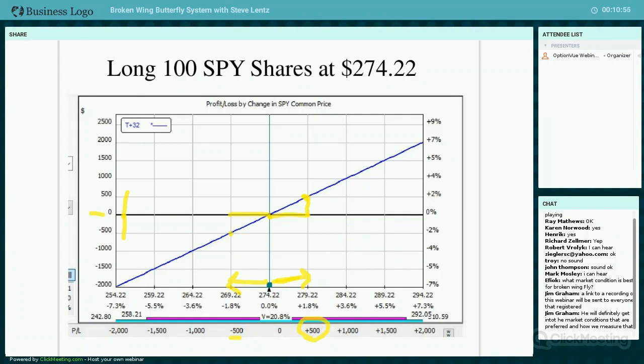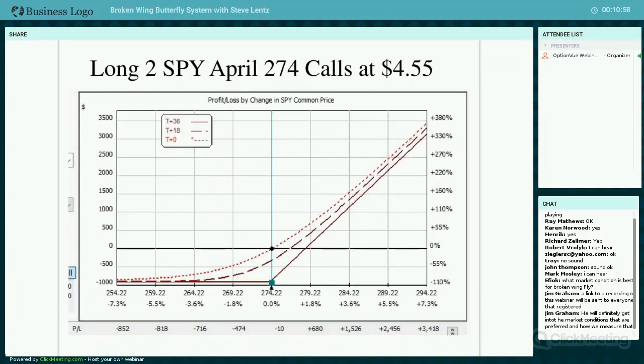Okay, simple enough. Now let's take a look at a long call position, long 2 of the spider 274 calls at $4.55. We're showing 3 different time frames. T+0 is today, then halfway between now and expiration, and then the expiration line is solid. We are looking at today's dotted line such that if today price went up $5, the position would make 680. If today the market went down $5, the position would end up being down 474.